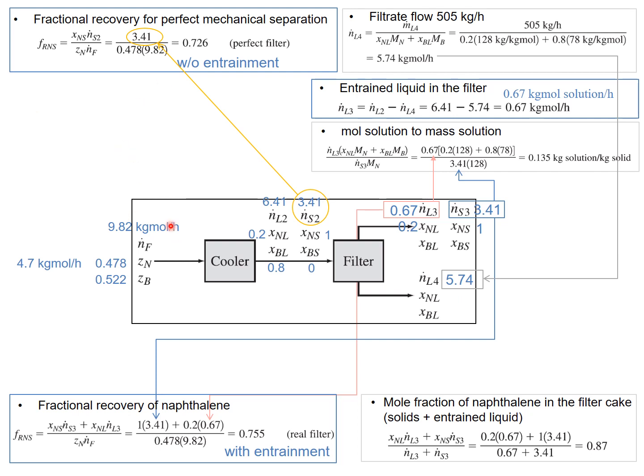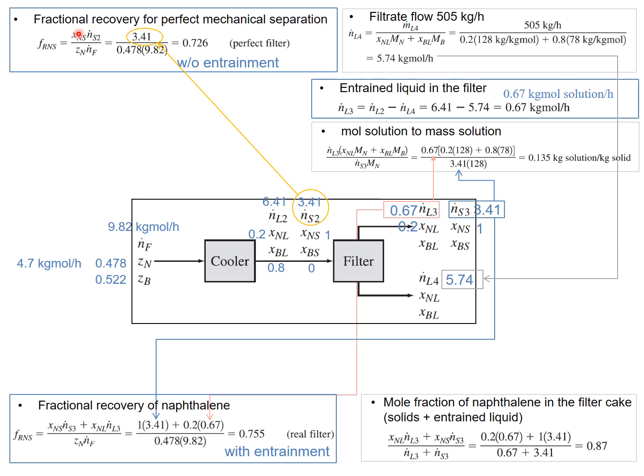Here, so we know every piece of information about the feedstock and the stream from the cooler. Then it's time to calculate something for the filter. So let me calculate the fractional recovery for perfect mechanical separation without entrainment. Then we will calculate the fractional recovery having the entrainment later.